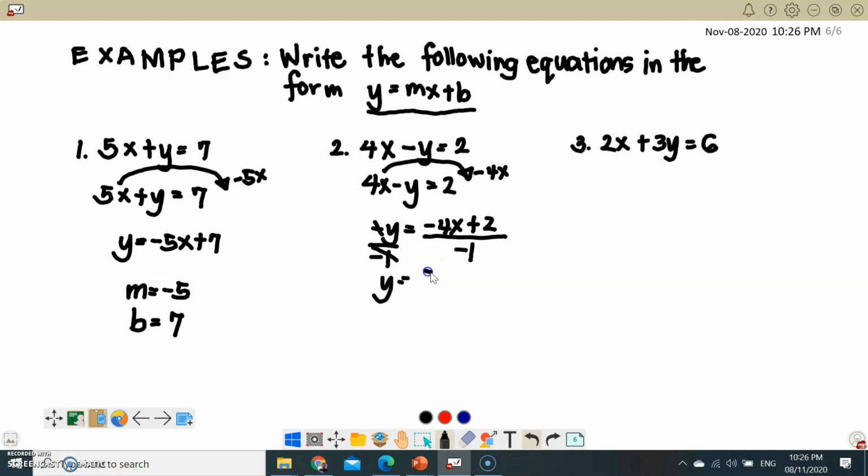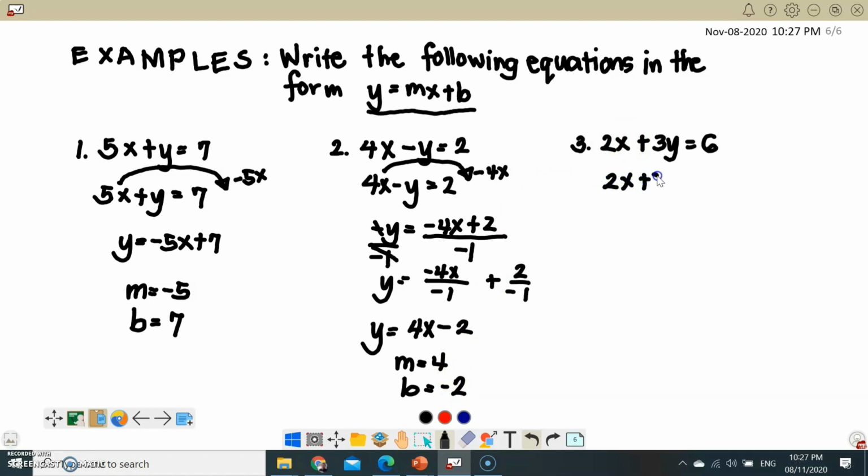So we have y equals negative 4x over negative 1 plus 2 over negative 1. Negative 4 divided by negative 1 is positive 4x. 2 divided by negative 1 is negative 2. So y is equal to 4x minus 2. Now the slope is equal to 4 and the y-intercept is equal to negative 2. Let's have number 3. 2x plus 3y is equal to 6.